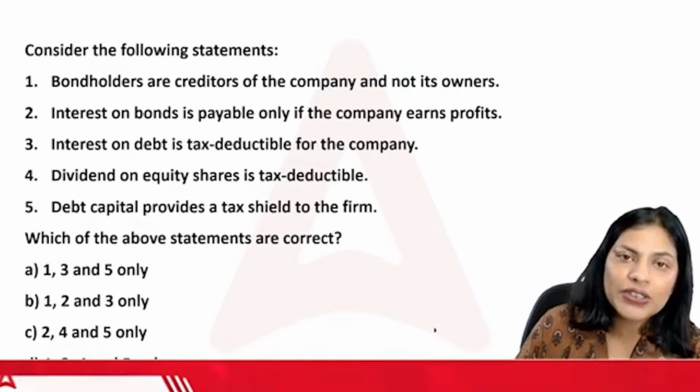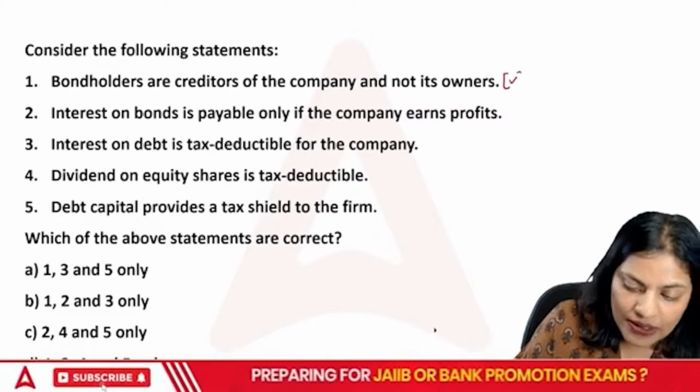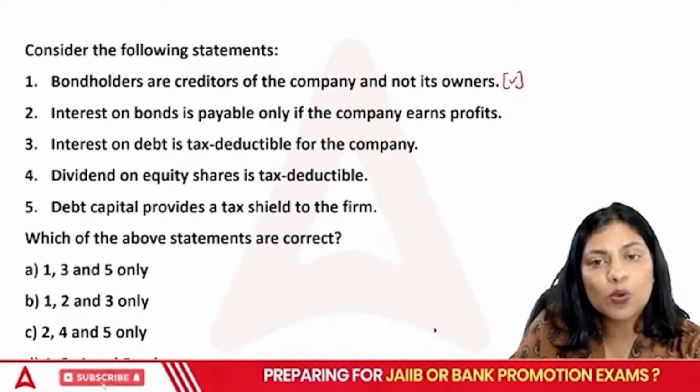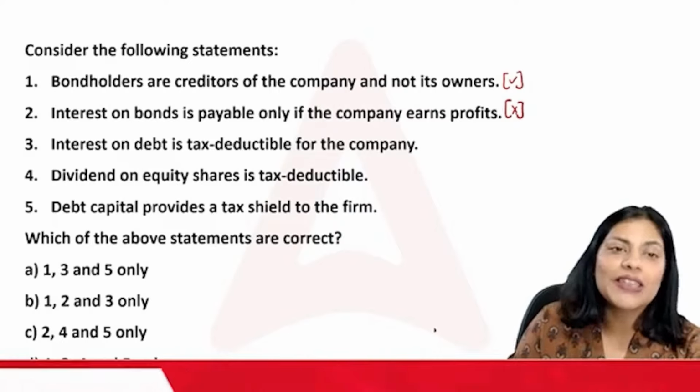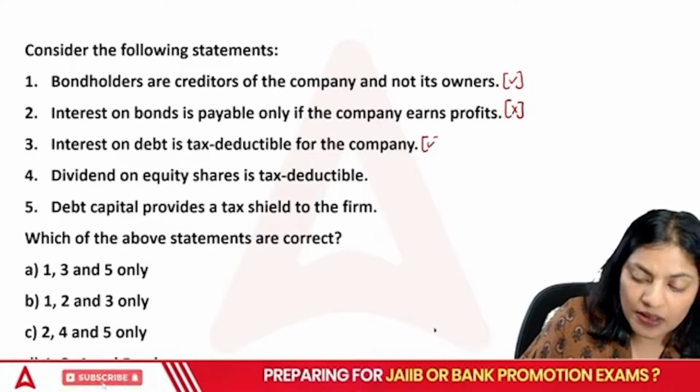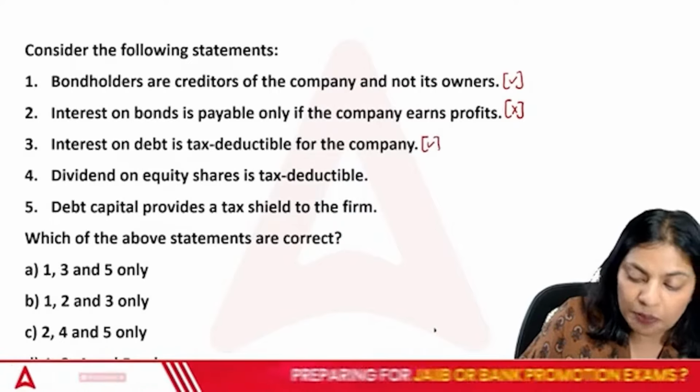Consider the following statements. Bondholders are the creditors of the company and not its owner. That's correct. Then interest on bond is payable only if the company earns profit. That's completely wrong. It is dividend which follows the same condition. Then interest on debt is tax deductible. Yes, because you're paying interest, it is an expense, you will have tax saving. Dividend on equity share is also tax deductible. That is wrong. Debt capital provides a tax shield to the firm. That is correct. You are saving tax on interest.